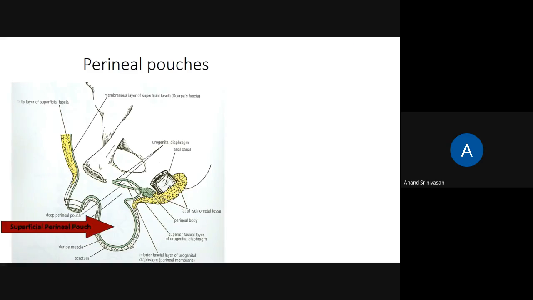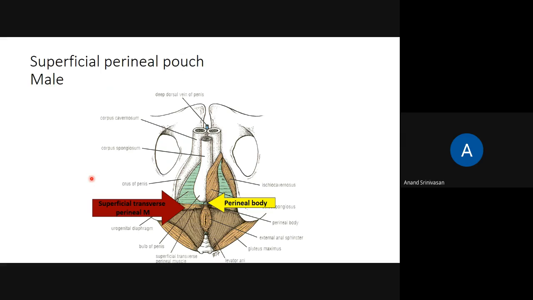Now here you can see this is the superficial perineal pouch, and that's the urogenital diaphragm. That's the perineal body, and this is the Colles fascia. Here you can see the superficial perineal pouch can communicate with the anterior abdominal wall.